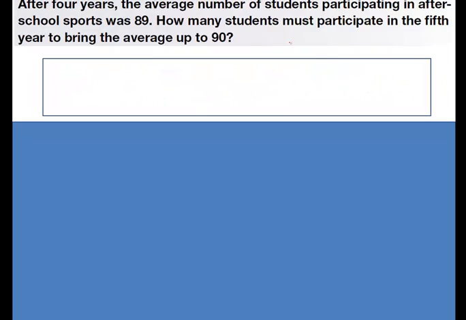Okay, let's look at another one. After 4 years, that's important to remember, 4 years, the average number of students participating in after-school sports was 89. So right now, what can we say for each year? What could we say how many people participate in sports? We could just say 89, and we do that for all 4 years.